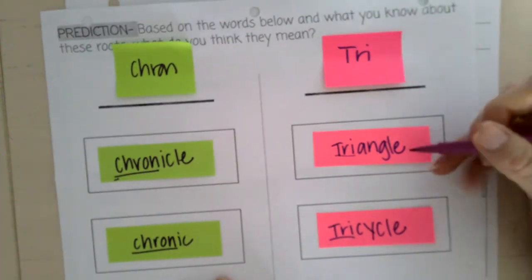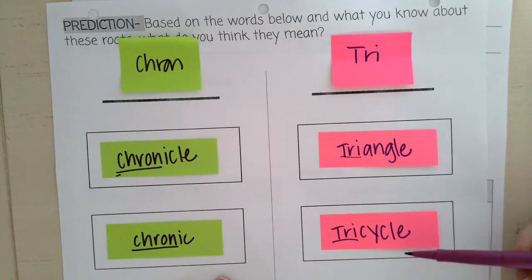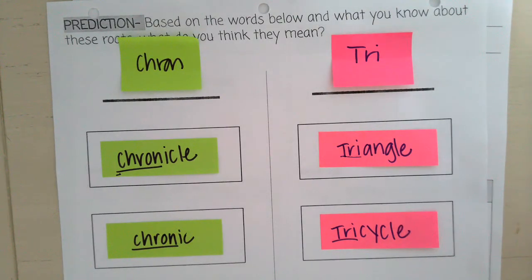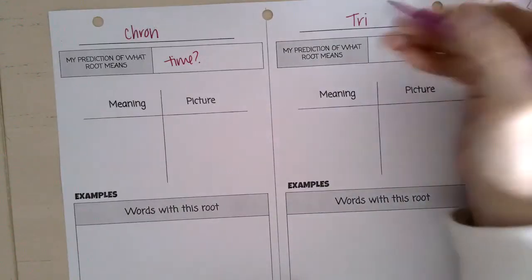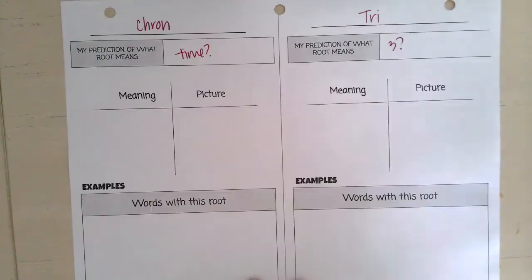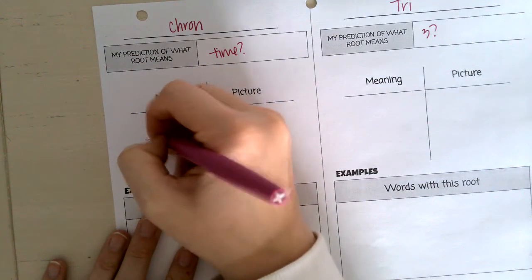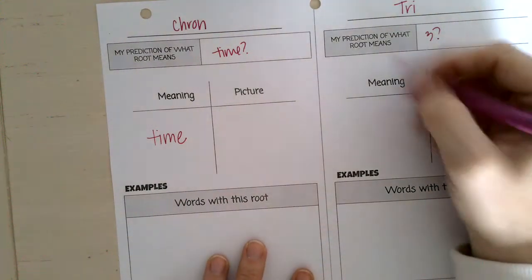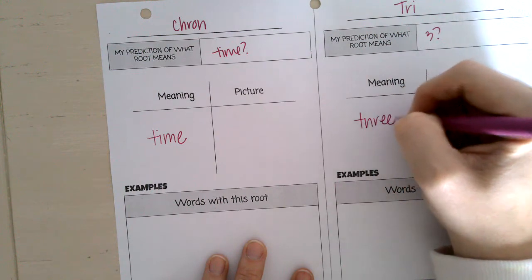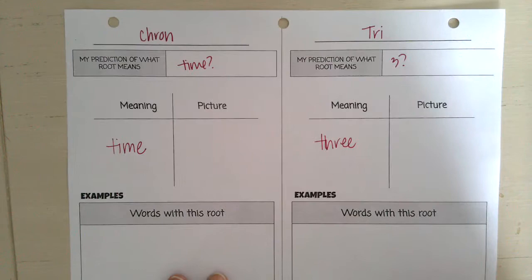Let's see, for try, I know triangle is a shape, and a triangle has 3 sides, okay? And a tricycle, I know, is some kind of bike that has not 1, not 2, but 3 wheels. So maybe try could mean 3. All right, so we think about what the actual definitions are. Yes, Chron means time, so something to do with time. Try means 3, so anything with try in it has something to do with the number 3, 3 of something.